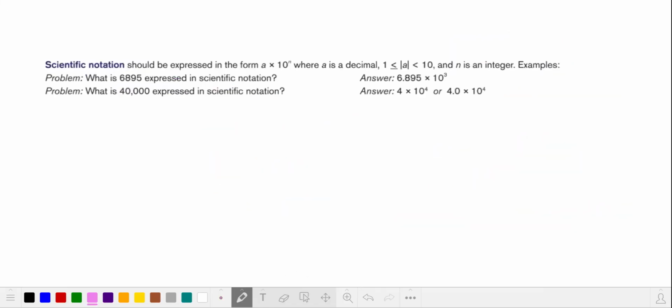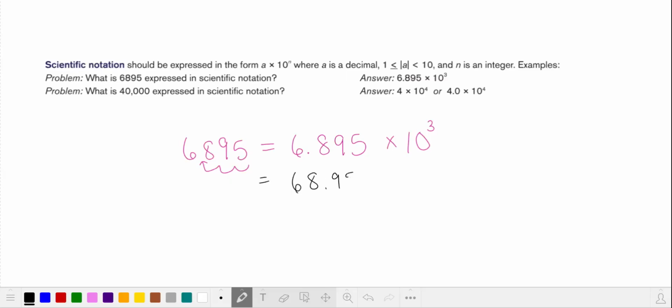I don't see scientific notation occur very often in MathCounts competitions, but you should be familiar with it. To write this 4-digit number in scientific notation, we're going to move the decimal point over 3 spots. And to make this equal, we're going to multiply by 10 to the 3rd power. We need to have one non-zero digit to the left of the decimal point. This is also equal to 68.95 times 10 squared. But this is not scientific notation because we have 2 digits to the left of the decimal point.